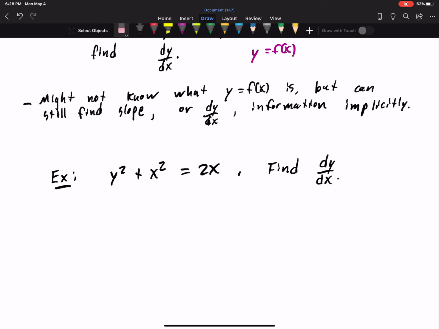So, looking at this example down here, we have y squared plus x squared is equal to 2x. And the goal is to find dy dx. So what do we know? We know y is equal to f of x for some function f of x. Okay, so y is just a function. So what I'm going to do here is replace all my y's with this f of x for the time being.